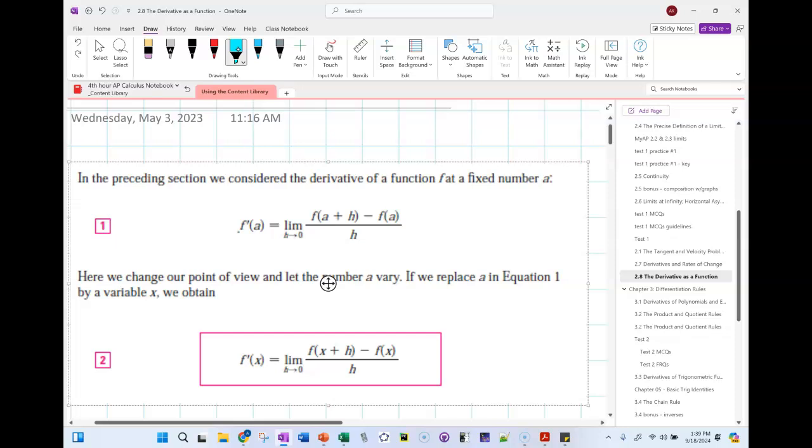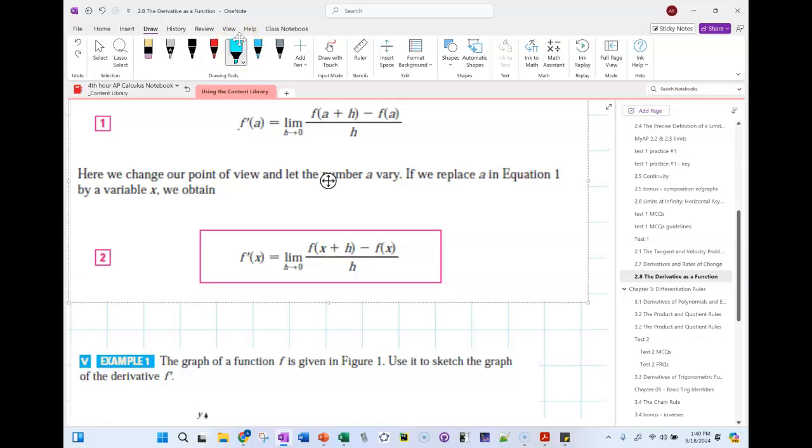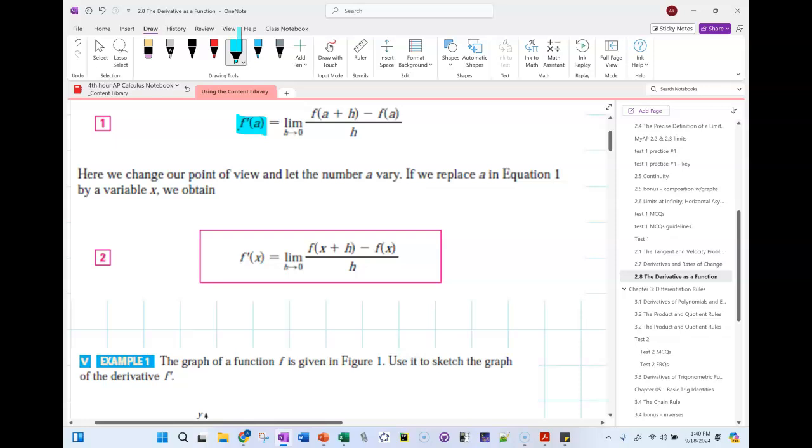Now, instead of fixing x to a specific a value, if we allow x to vary, to just be a variable, we can do the same thing. But now rather than f prime of a being a specific, finite number, it can just be a new function, f prime of x.